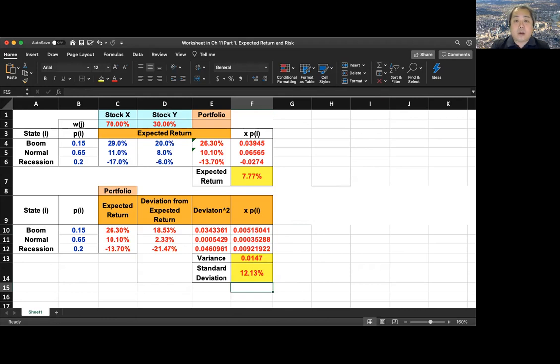This is the end of the first part. We will see different types of the risk in the next part.